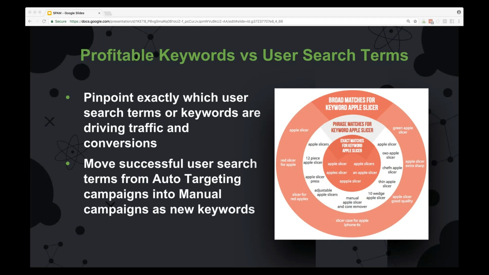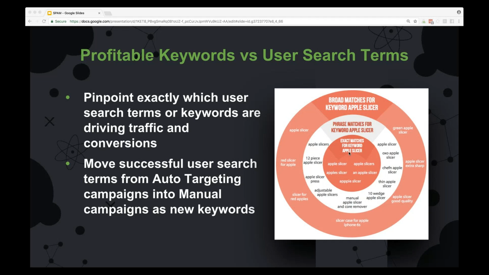The differentiation between broad match, phrase match, and exact match is this. Broad match will include all the individual words, but they can be in different orders and broken up. For example, slicer for red apple, even though the keyword you're bidding on is apple slicer. Phrase match has to include the terms back to back, but it can also include other words. In the middle tier example, you can see apple slicers, 12-piece apple slicer. It includes other words, but it includes the phrase apple slicer.